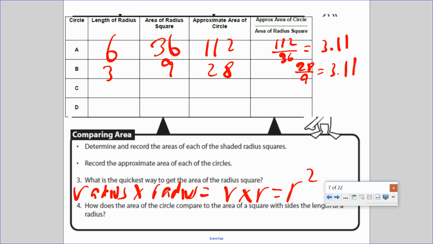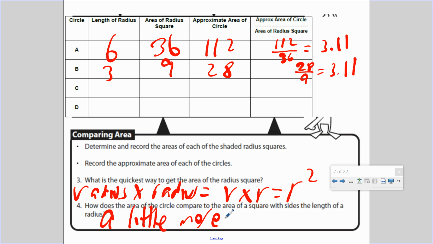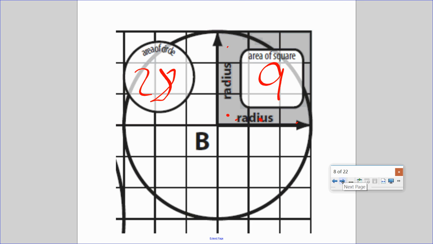Isn't that almost close to pi? I mean, we didn't estimate perfectly, but it is around pi. So how does the area of the circle compare to the area of the square with sides the length of the radius? It's a little more than 3. So I'm going to show you a simulation that explains this even better.